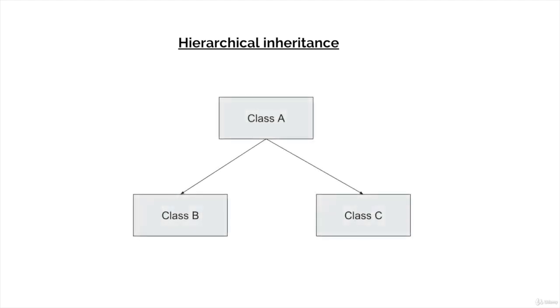Let's take a look at hierarchical inheritance. Hierarchical inheritance is the relation that looks something like this. Class B is extending A and class C is also extending A. So A is the parent class of two classes, and this is an example of hierarchical inheritance in Java.